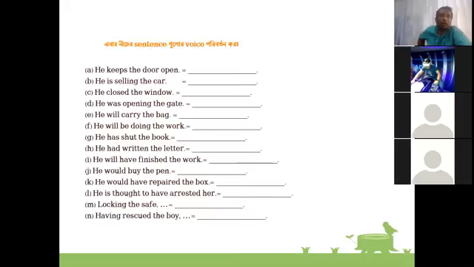Having rescued the boy. The boy having been rescued. Having done is in the active structure. Having been done is in the passive structure. These are all non-finite verbs.